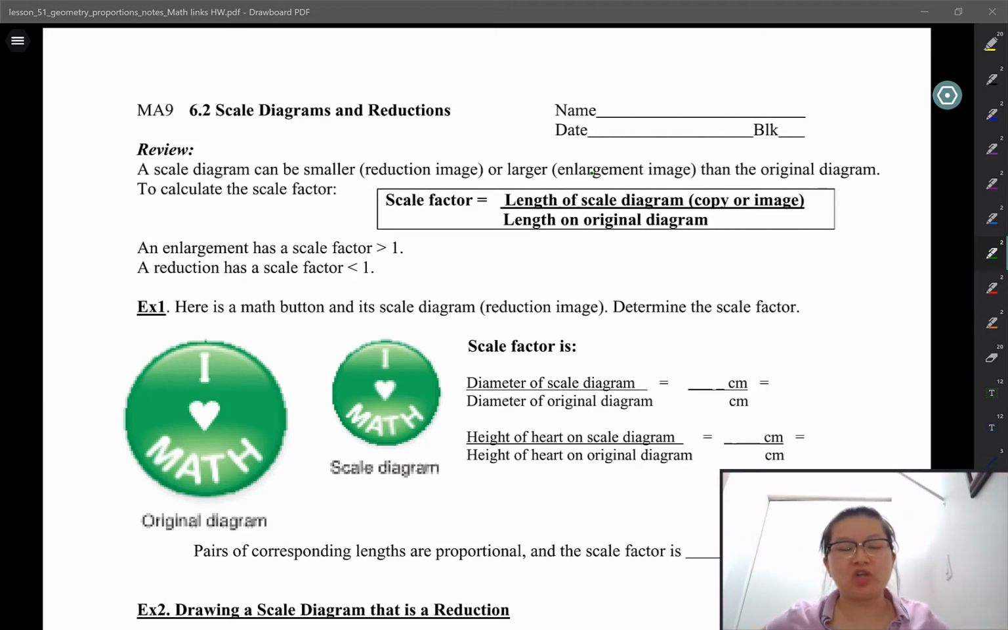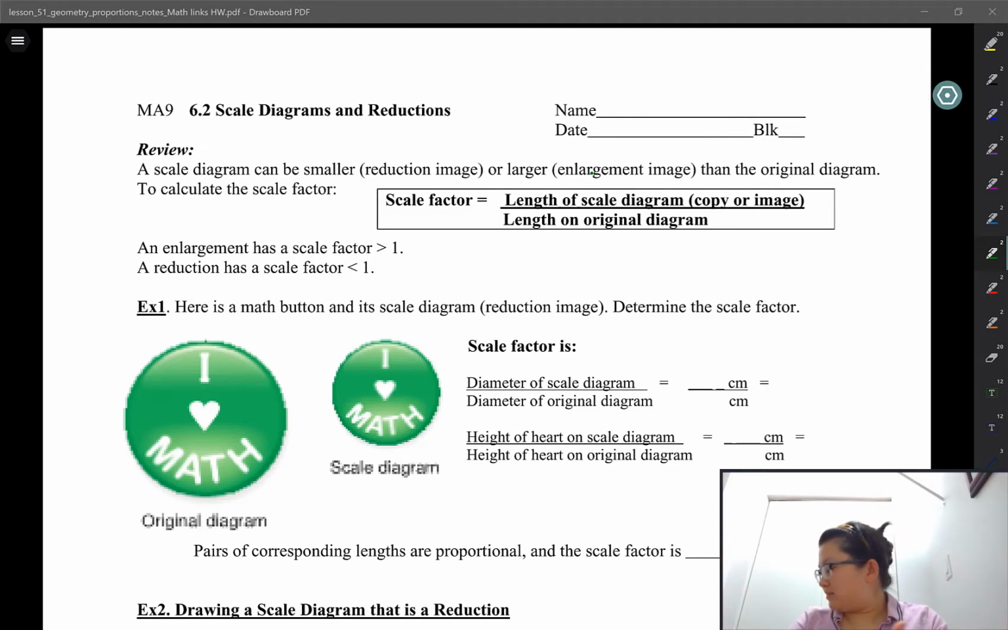In this video, we're going to talk about scale diagrams and reduction 6.2. This is kind of like scaling, the opposite of scaling up, the opposite of enlargement. This is reductions, basically taking something really big and putting it on paper, you kind of have to scale it down.